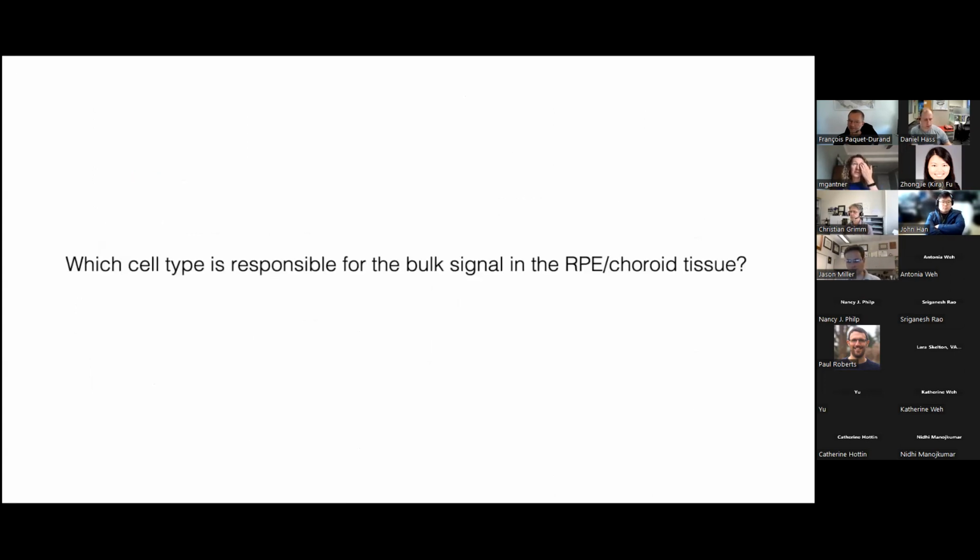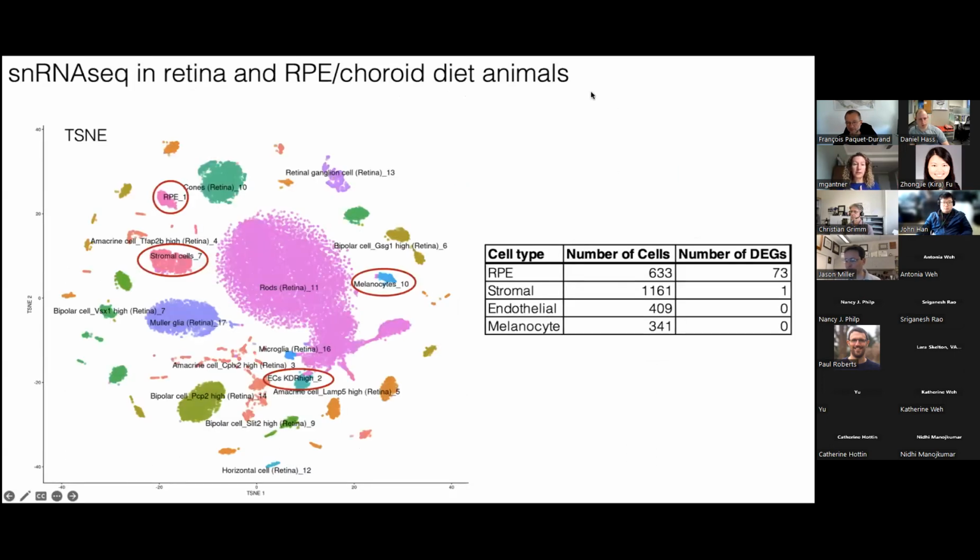So simultaneously, or a little bit later than the bulk RNA-seq, we were also doing some single nuclei RNA-seq, and we did this in the diet animals as well. But what we did was we combined the retinal tissue and the RPE choroid into one sample. It was quite expensive to run these, so we only did N of 2, and we decided to combine tissue.